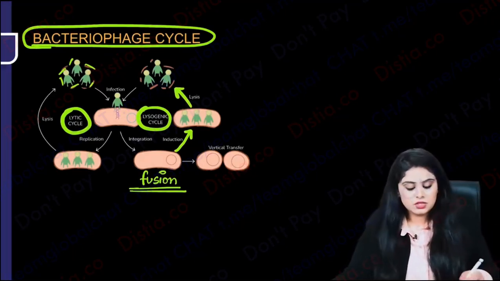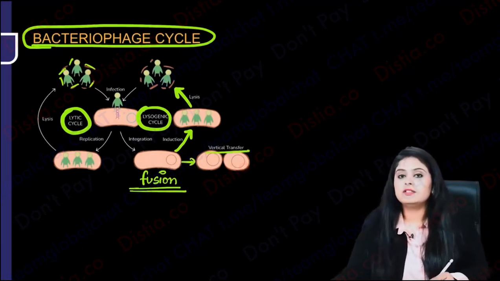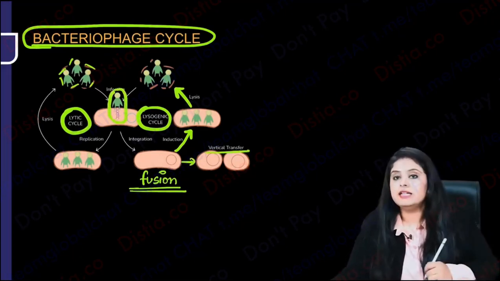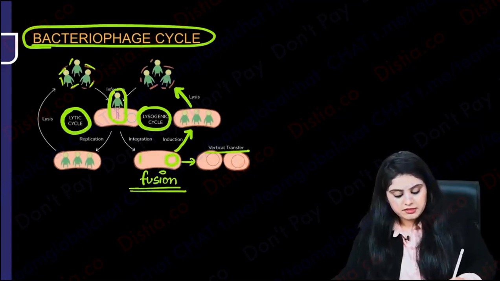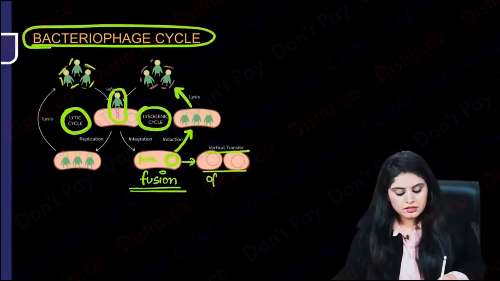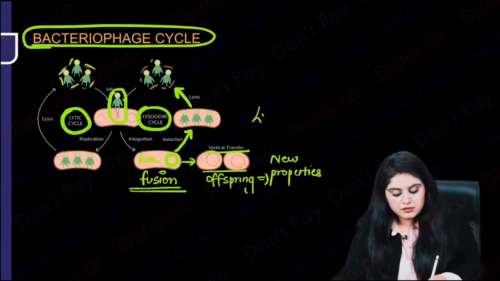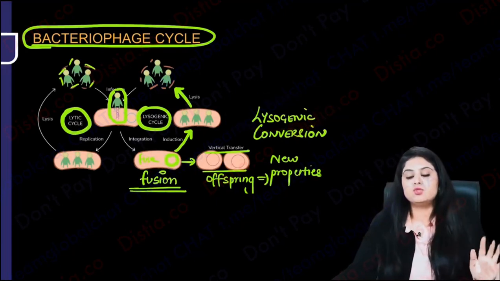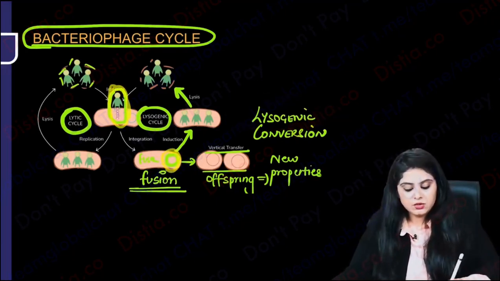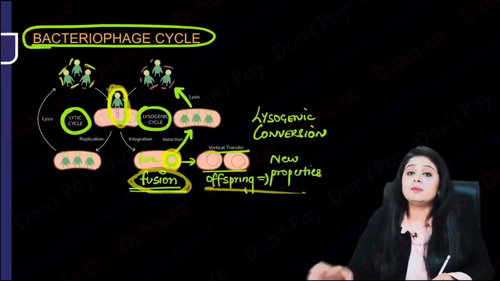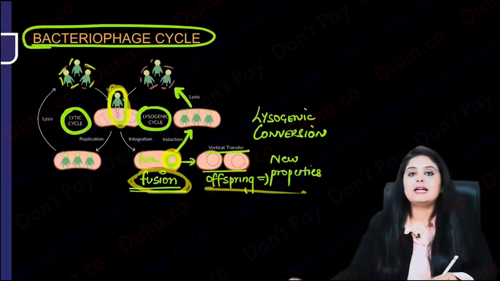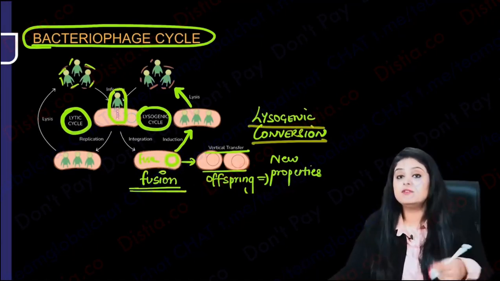But what if there was no separation? What if the fusion got a vertical transfer? Imagine the Swiggy taxi DNA and the donor DNA got fused and that got transmitted to the offspring. Will the offspring now start having new properties? Yes, it will now start having new properties, and that is known as lysogenic conversion. So what is lysogenic in simple words? Lysogenic is fusion. This bacteriophage DNA and the donor DNA end up getting fused and then go in the fusion form to the future bacteria. That is lysogenic conversion. The bacteria are getting converted with new properties.